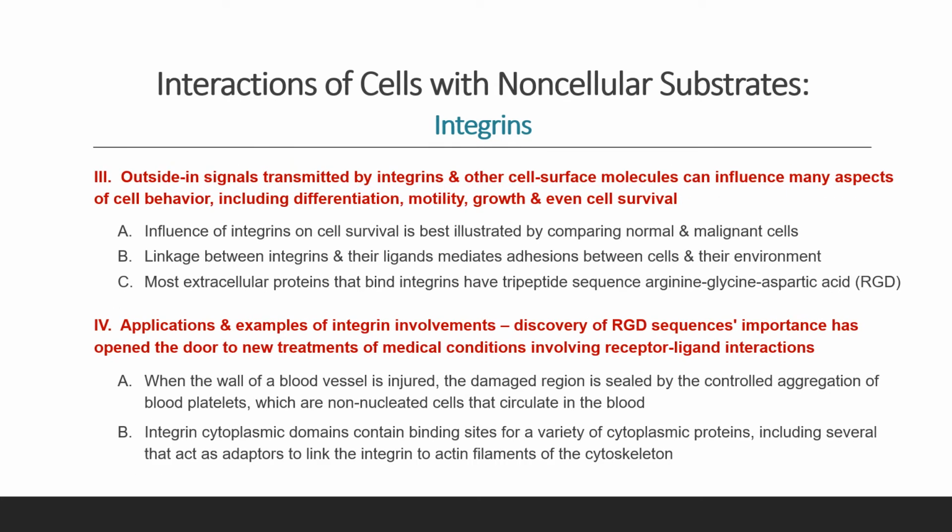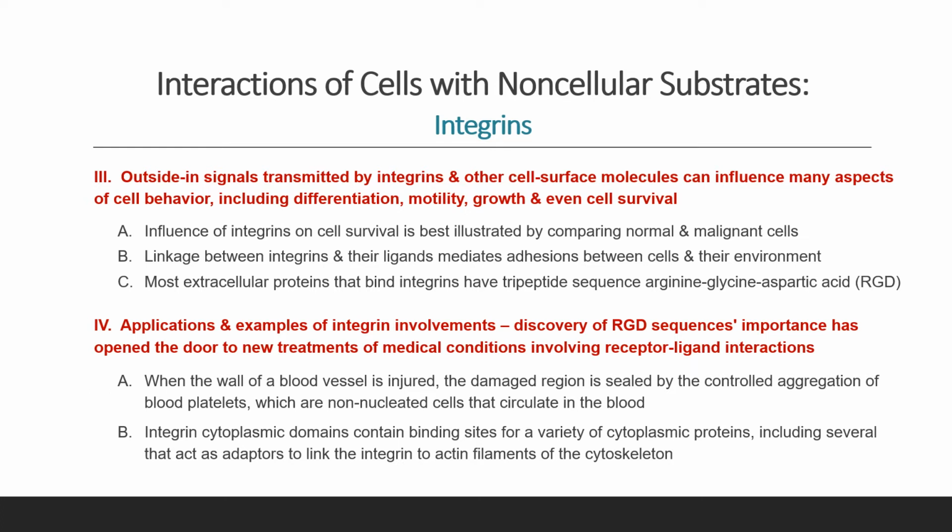Outside-in signals transmitted by integrins and other cell surface molecules can influence many aspects of cell behavior, including differentiation, motility, growth, and even cell survival. The influence of integrins on cell survival is best illustrated by comparing normal and malignant cells. Linkage between integrins and their ligands mediates adhesion between cells and their environment. Most extracellular proteins that bind integrins have a tripeptide sequence, which includes arginine, glycine, and aspartic acid.